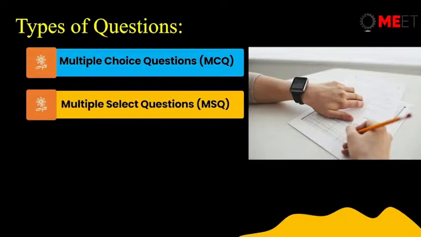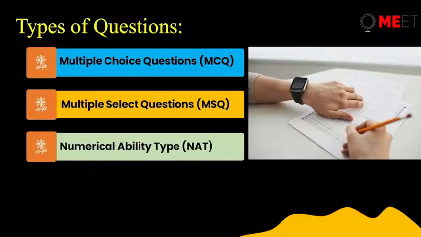The second type of question asked in the GATE examination is multiple select questions. There will be 4 options again, out of which sometimes 2 options might be correct, sometimes 3 options might be correct, sometimes all 4 options might be correct. For these kinds of questions you should be very careful, because you may feel that 2 options are correct, but sometimes 3 options might be correct in the actual key. So you should have a complete understanding of the concepts so that you can put the correct answers.